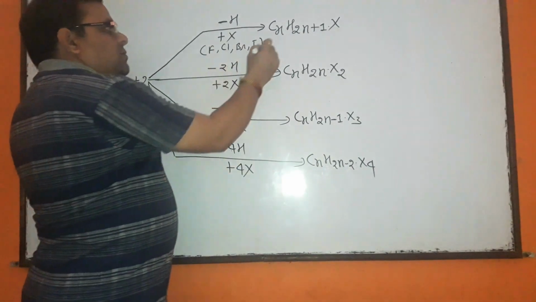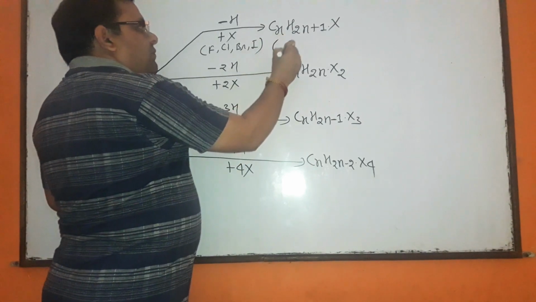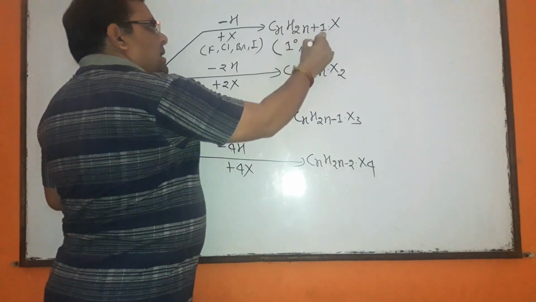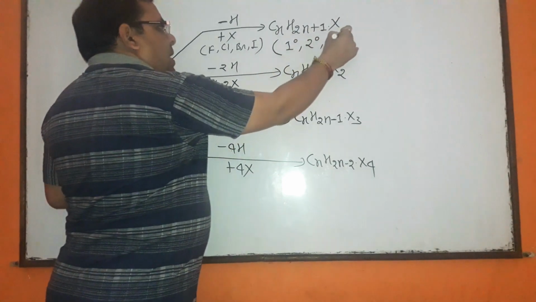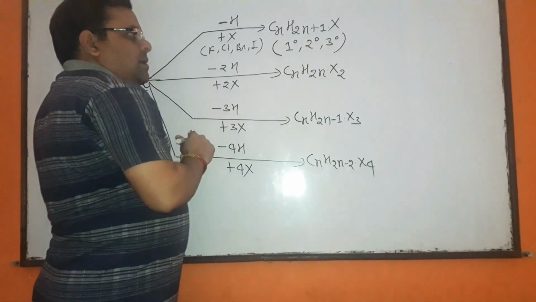Monohalogen derivatives, on the basis of degree of carbon atom, can be further classified into three categories: primary, secondary and tertiary. Primary alkyl halide, secondary alkyl halide and tertiary alkyl halide.